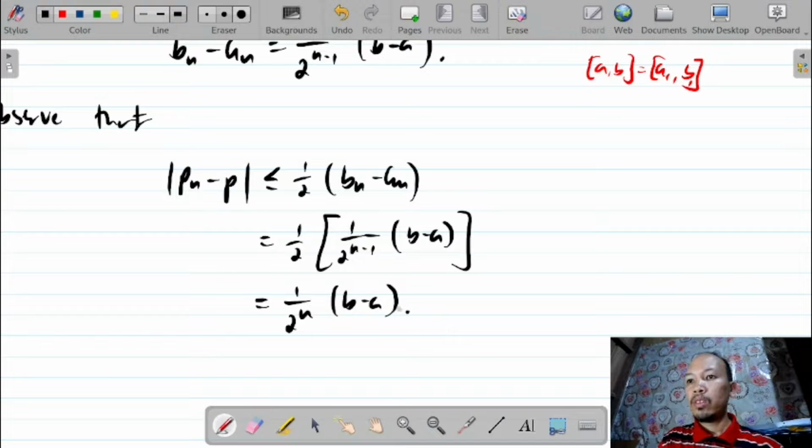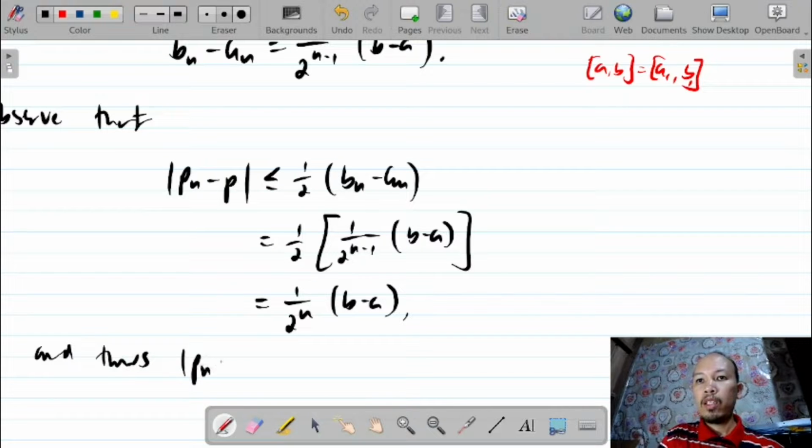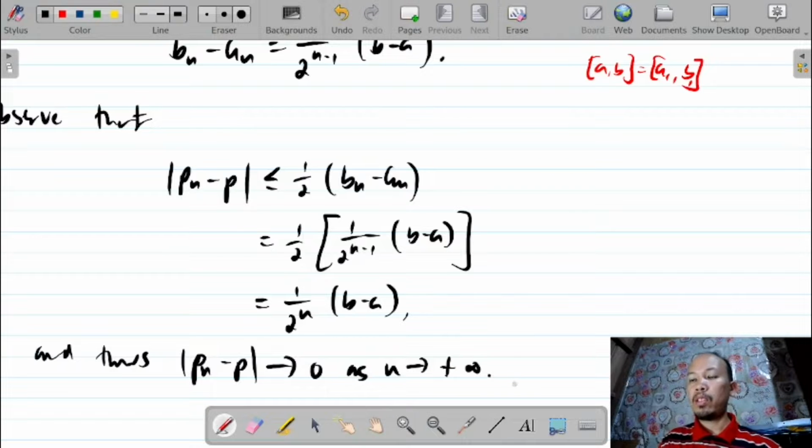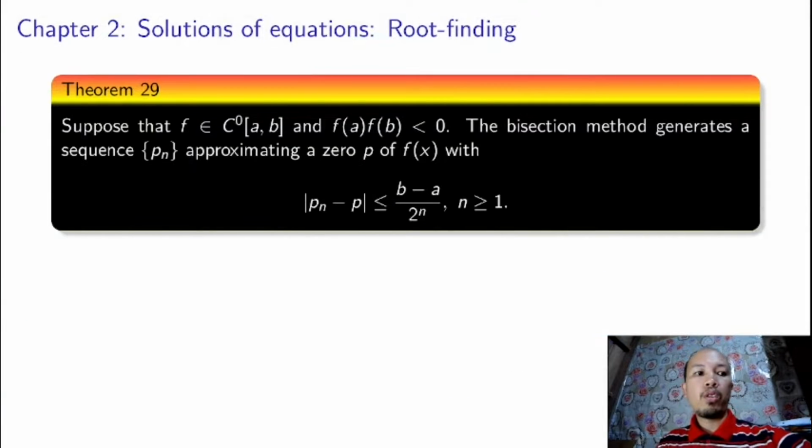Okay, and then we know that as n approaches positive infinity, what do you call this one? Expression, absolute value of p sub n minus p, as n approaches infinity, approaches zero. Okay, so this approaches zero as n approaches positive infinity. So this is the proof of theorem 29. Okay, so that's theorem 29.